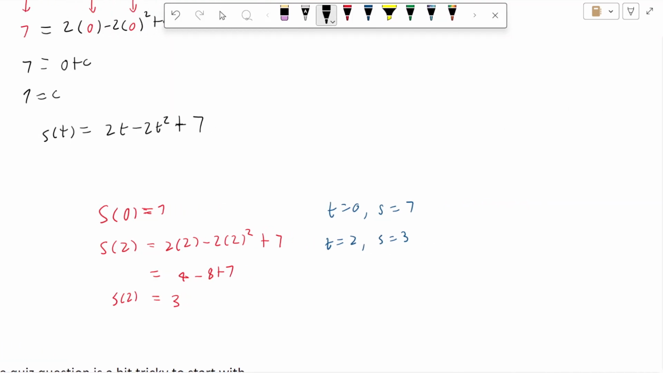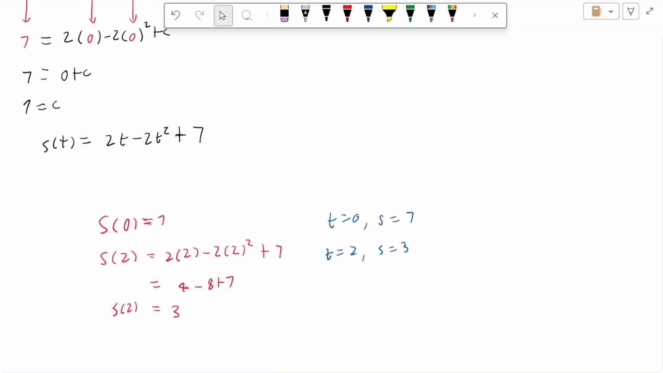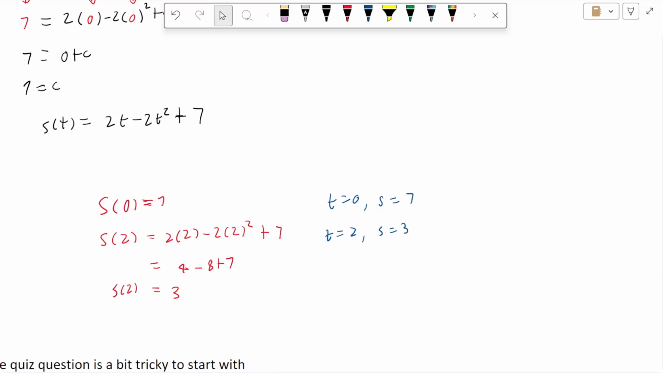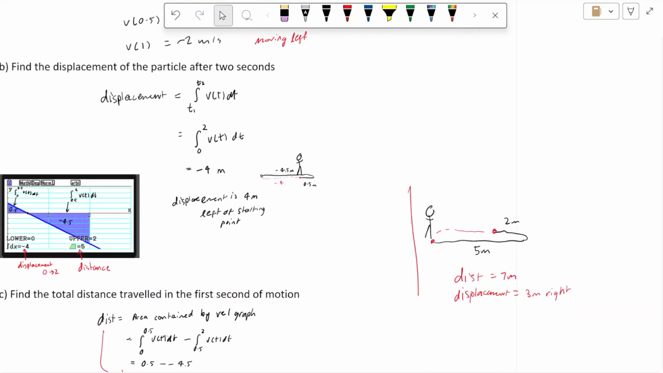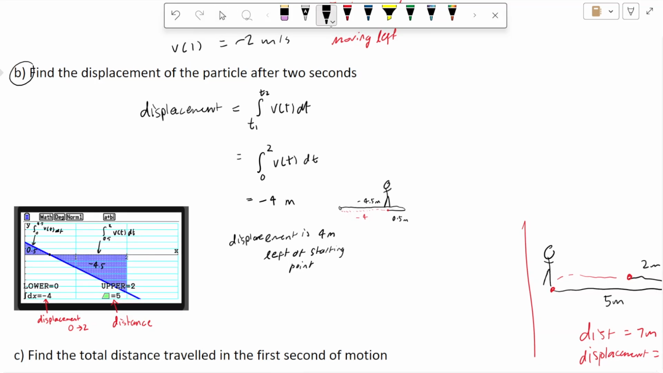So I don't know what happened in between those 2 points, but what I do know is that the person moved 4 meters left during that time, because there were 7 meters right and then they ended up 3 meters right. That means they've moved 4 meters left in that time. And what do you know? That was the answer we got for part B. So that's how those two are related.